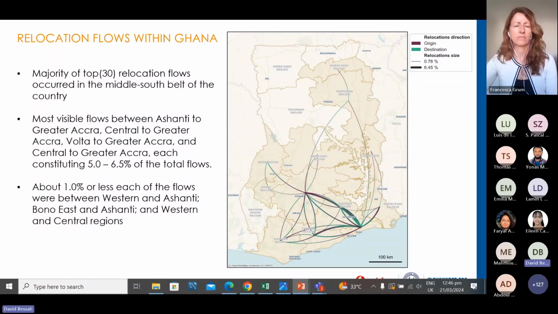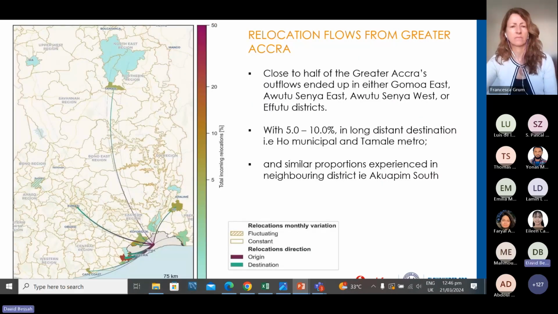And then the report also looked at, as I indicated, 4 major regions, of which Greater Accra, of course, which is the capital city, was also in focus. And so here, the purple color is indicating where the flow is originating from, and then the destination being the green color. So this is how Greater Accra, the capital city, is interacting with the other regions in Ghana.